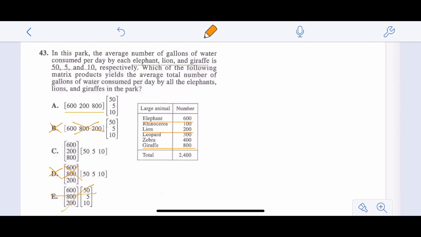And then you have to know how matrices work, and you can actually enter these into your calculator and see which one works out if you wanted to. So it's going to be 600 times 50, 200 times 5, and 800 times 10, and we just want each animal's average. If we did C, it'd be 600 times 50, 600 times 5, 600 times 10, and so you would get more than the average per animal. So your answer is A.